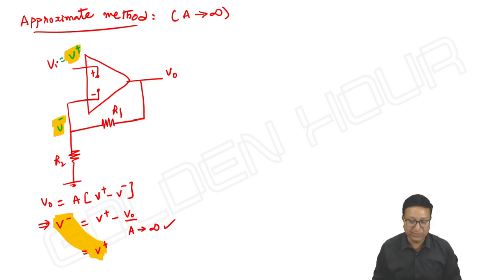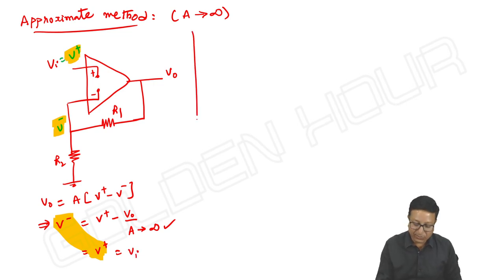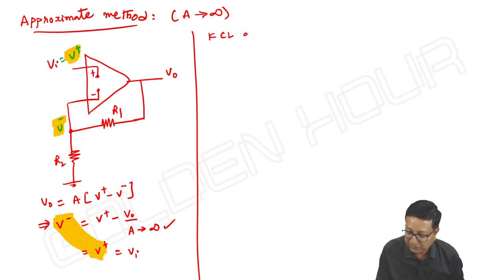Okay, so V minus is equal to V plus. In this example, what is our V plus? It is Vi. Done. Next, what did I do? Here I applied the node equation, KCL, at the inverting input terminal.